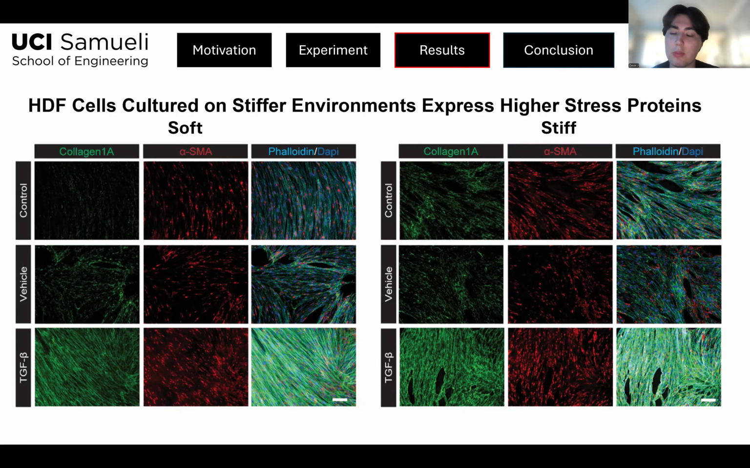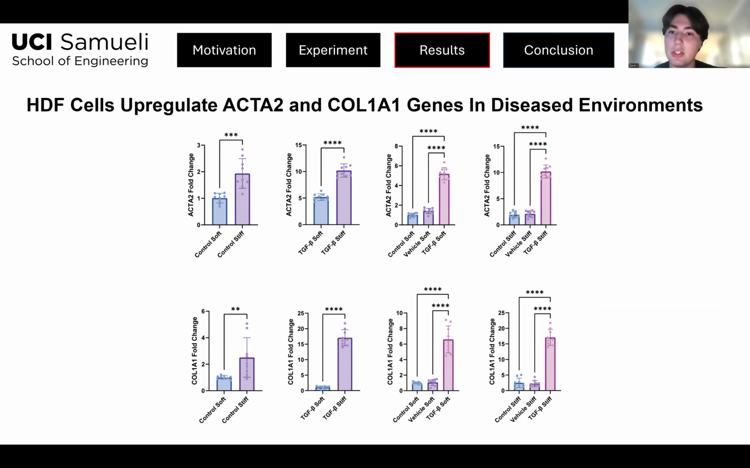We then confirmed this by running a PCR to look at the ACTA2 and COL1A1 genes to see that they were in fact upregulated on stiffer environments as well as with the presence of TGF-beta.